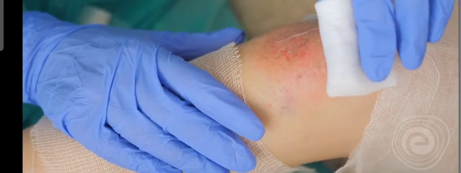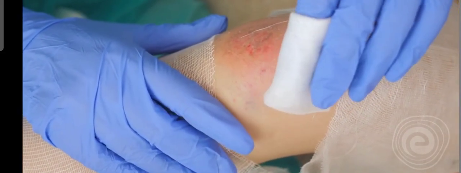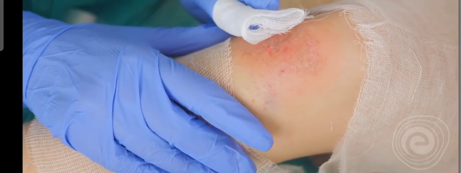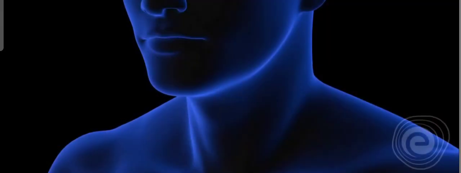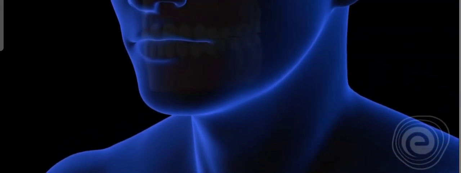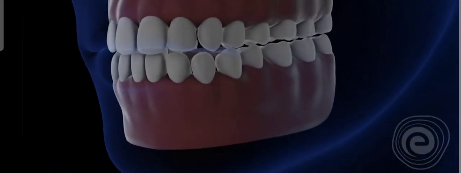Our body is amazing. Any part of our body that gets damaged is capable of repairing itself. But there's one exception. Teeth are the only parts of the human body that don't heal themselves. Hence, it is vital to take care of our teeth.